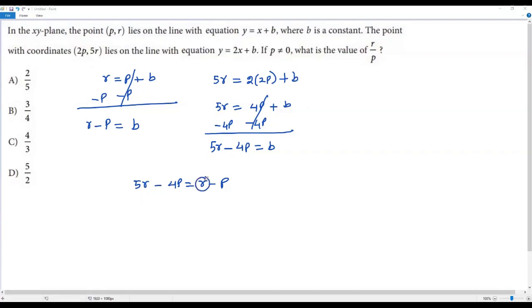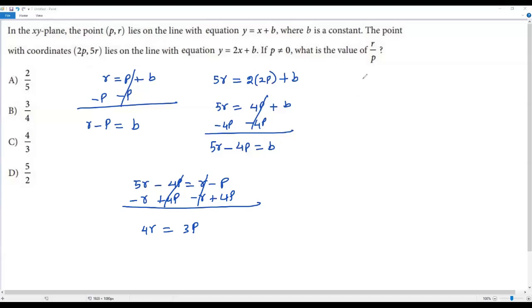For that, I have to get rid of the r on the right side and the p term on the left side. So to get rid of the r, I subtract r from both sides. And to get rid of the negative 4p, I add 4p to both sides. When I do so, the negative 4p and positive 4p cancel, and the positive r and negative r cancel. So 5r minus r becomes 4r. When I combine negative p and positive 4p, I'm getting 3p.